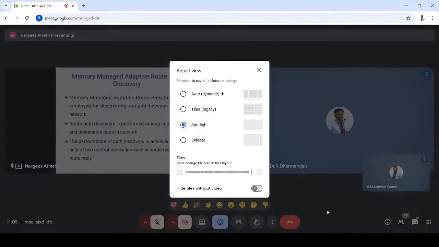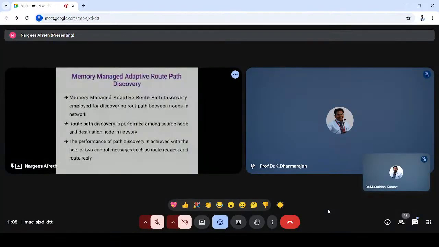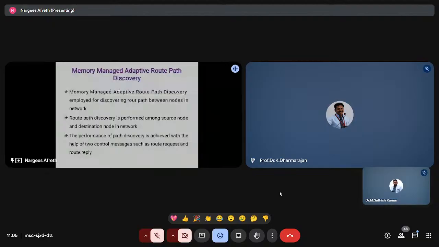Here we are going to discover the route path. This technique discovers the best route between the source and the destination using two control messages, route request and route reply. It adapts based on the memory availability.